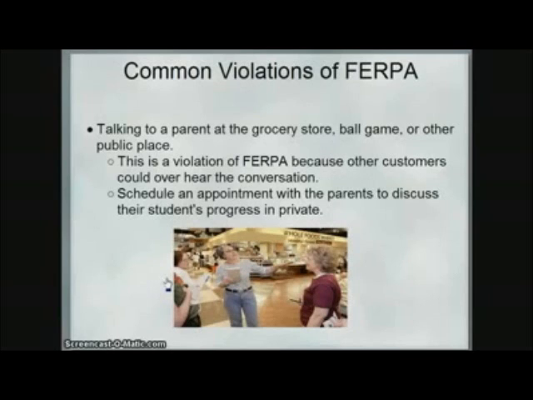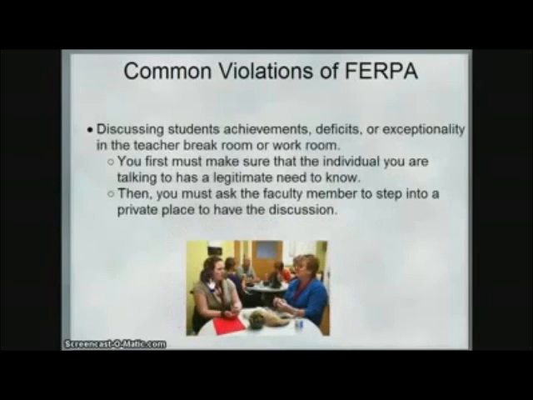Another violation is talking to a parent at a grocery store or ball game. You cannot do this. You should just ask the parent to schedule an appointment, or say that you would be glad to call the parent at a later time. But you cannot discuss their student or any other student in a public place.